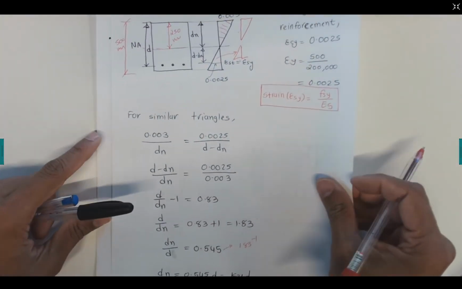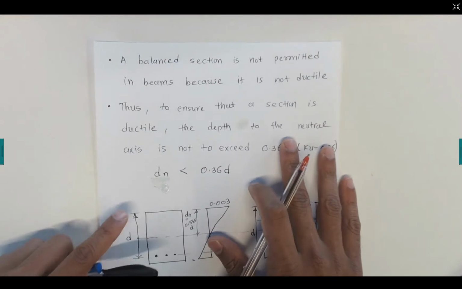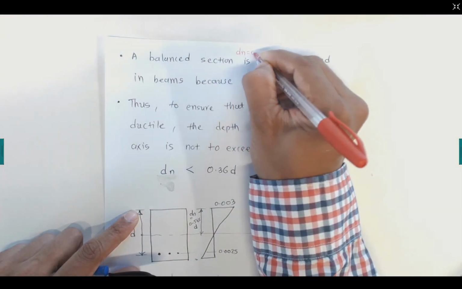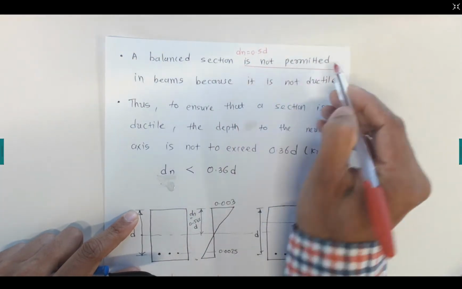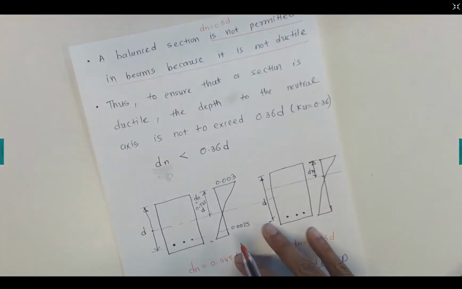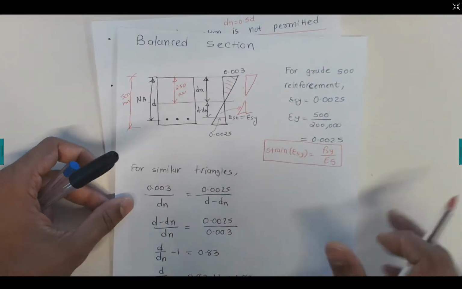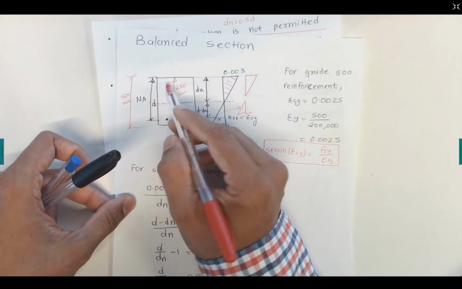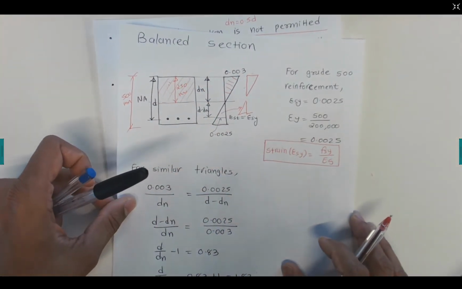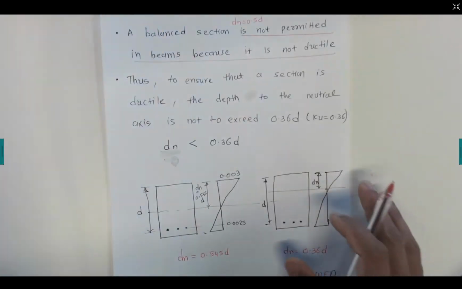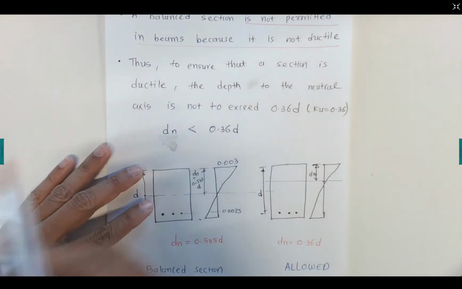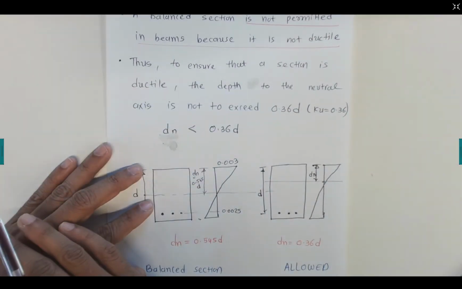Now this concept, which is called balanced section, where your dn is 0.5 d, is not permitted in the beam because it's not ductile. Because you can see this is not ductile, because we have many concrete contributions. This is all the concrete that we are taking into account in the design. So this is very brittle behavior. In that case, to ensure that the section is ductile, it should not have a brittle failure.